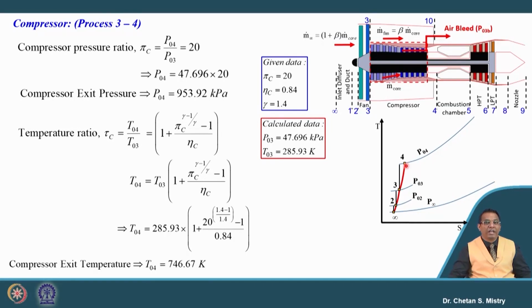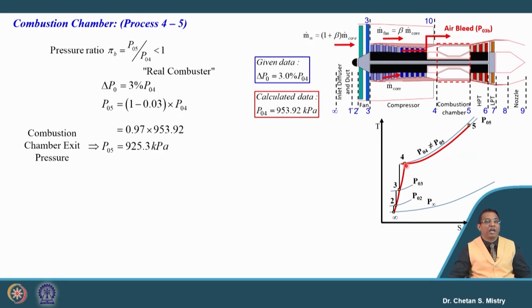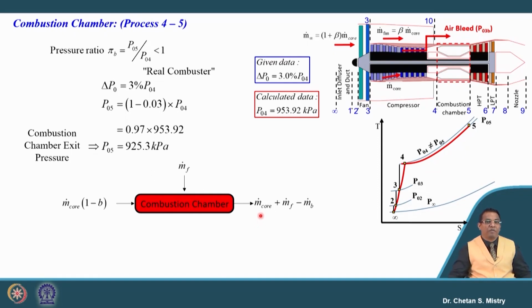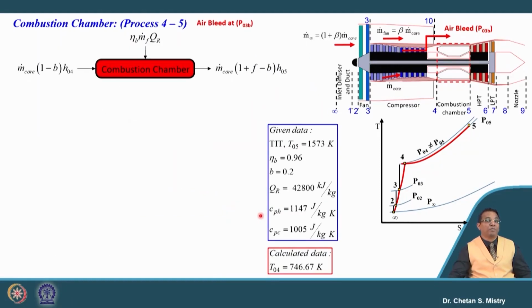Okay. Now, our next component is the combustion chamber, and for this combustion chamber the total pressure drop is 3%. That will give the exit pressure from the combustion chamber as 925.3 kilopascal. Now, we know this is our combustion chamber. If we put in our mass balance, then the mass that is entering inside is correlated to the outlet also. So, let us put that in terms of our energy balance, it will give more clarity.